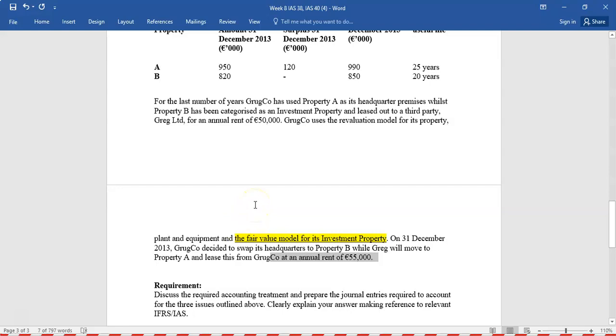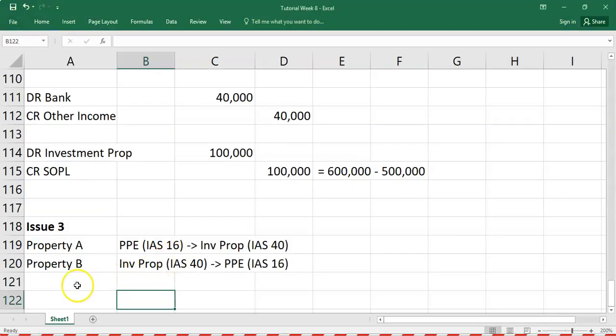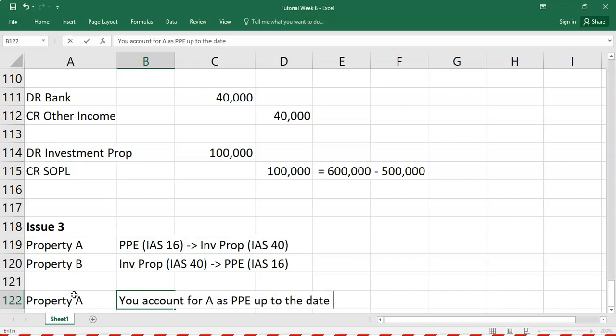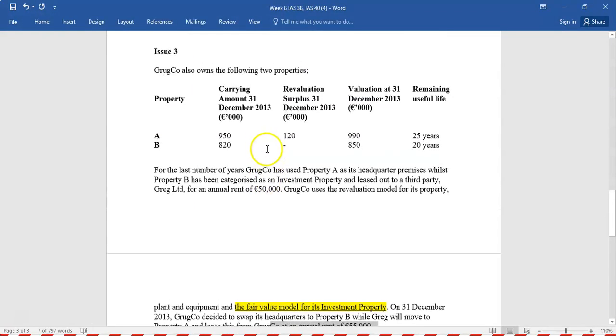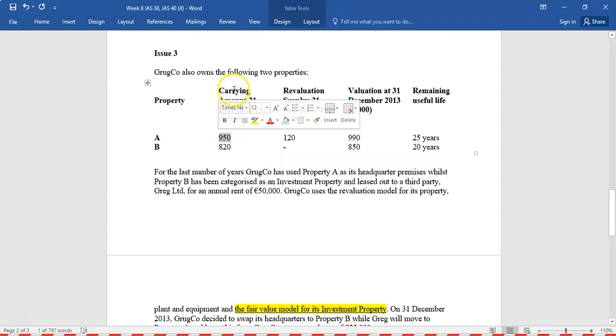Right? And they want to figure out then how are we going to account for this transfer at the end of the year. Well, the key point is when there's a transfer, so we take property A first, you account for A as PPE up to the date of transfer. So what that means here is up until the 31st of December, you account for this as property, plant, and equipment in terms of the revaluation. So let's have a look at this. So property A's carrying amount is 950 at the end of the year. And you're told its revaluation amount is 990 at the end of the year.